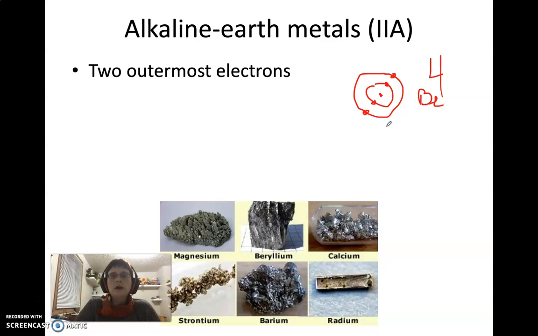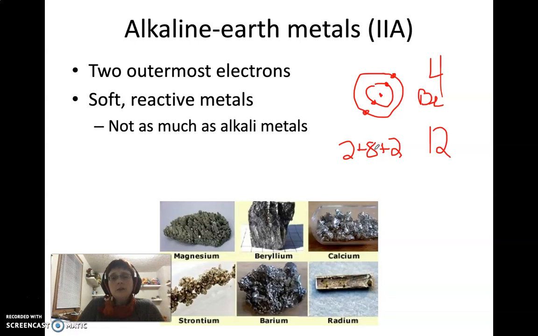So the next one up would be, let's see, it would be 12. So that would be 2 plus 8 for the next ring, plus 2 in the next ring out. And so it's the same one if you do the math for them. Each of those elements is going to have that same pattern, ending with 2 outer electrons in that outermost ring.